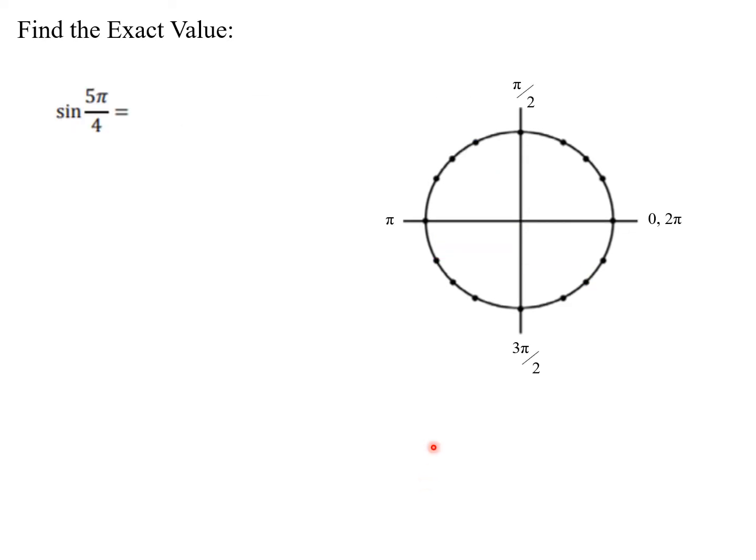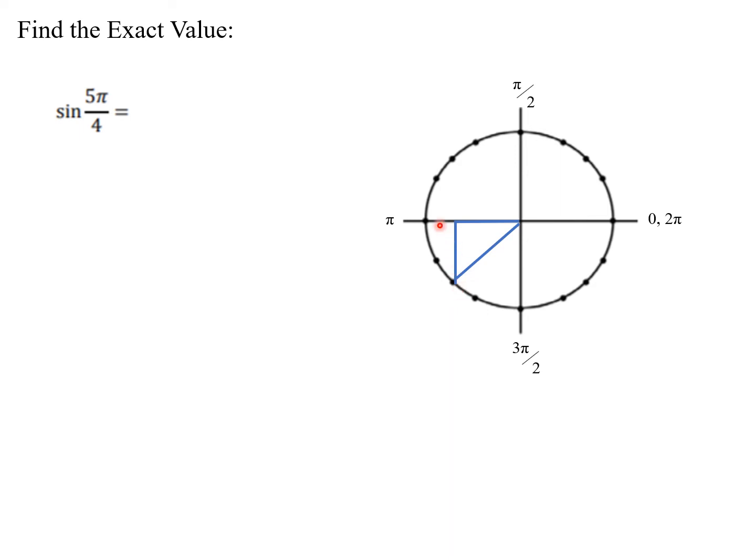Keep going. Now we have it expressed in radians, but nothing really changes. We just have to locate 5 pi over 4. Where is 5 pi over 4? Well, there's pi over 2, there's pi, and that's 3 pi over 2, or 6 pi over 4, and so that makes 5 pi over 4 here.